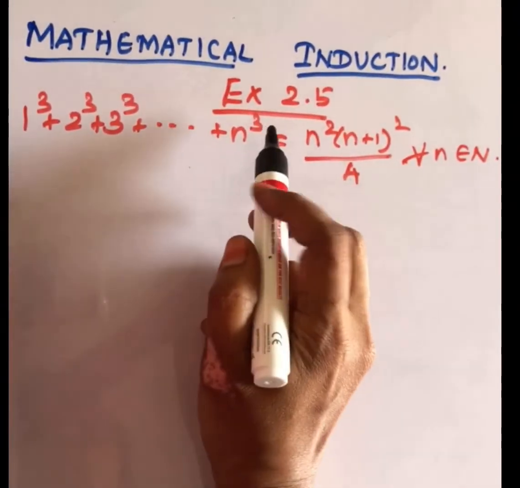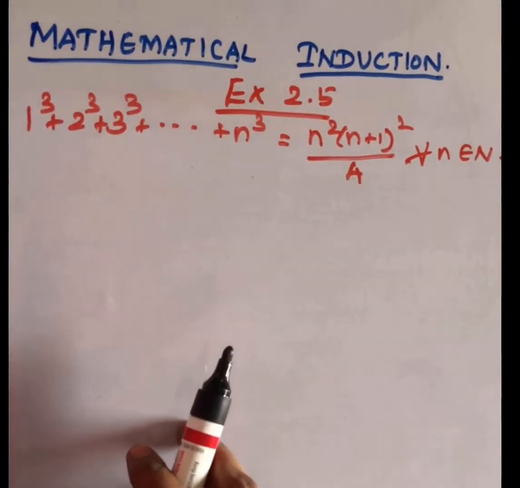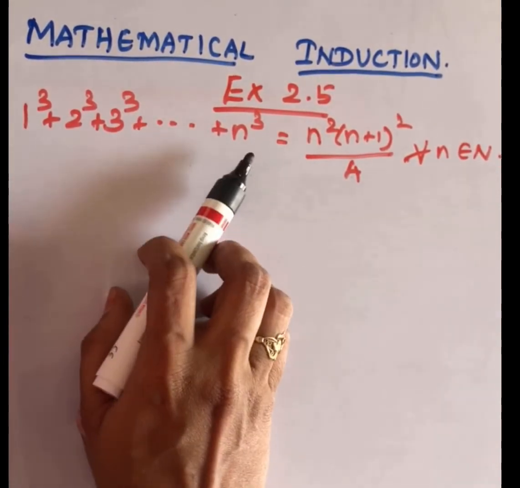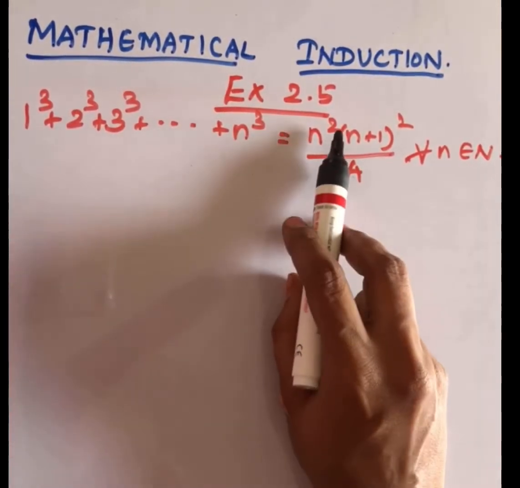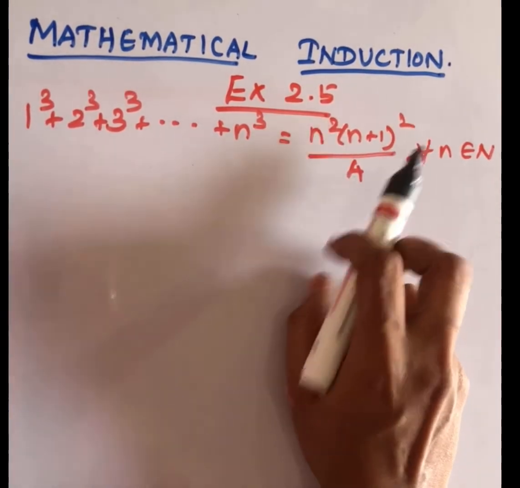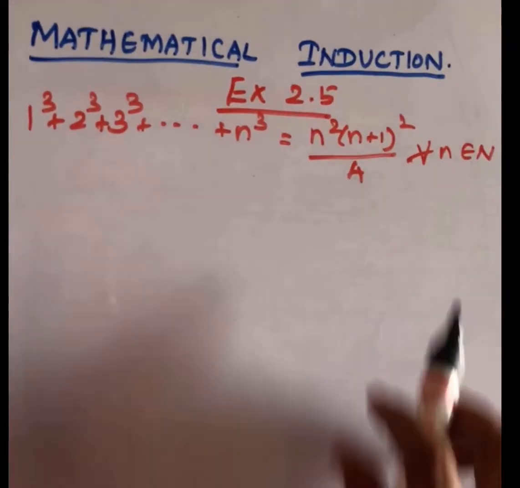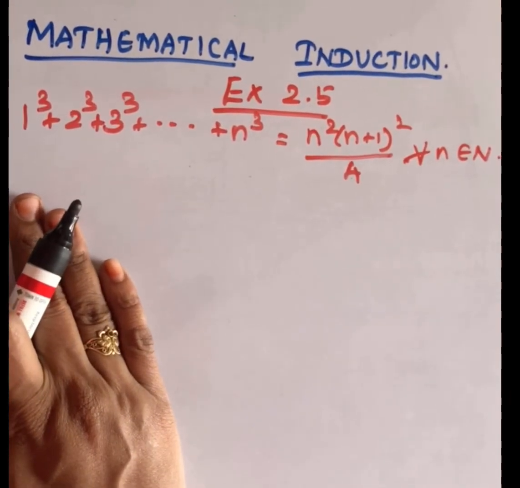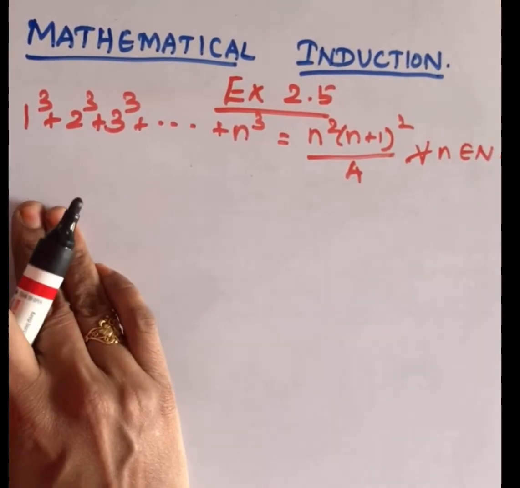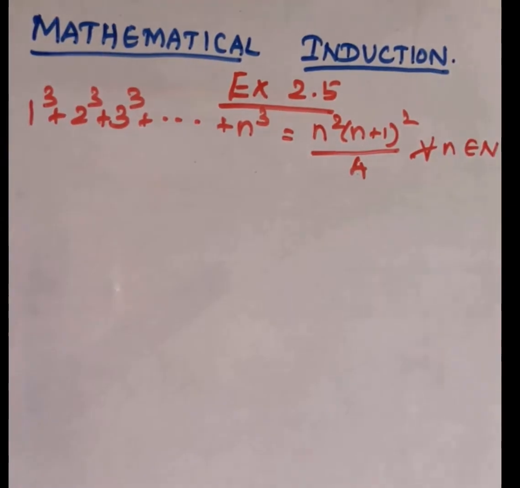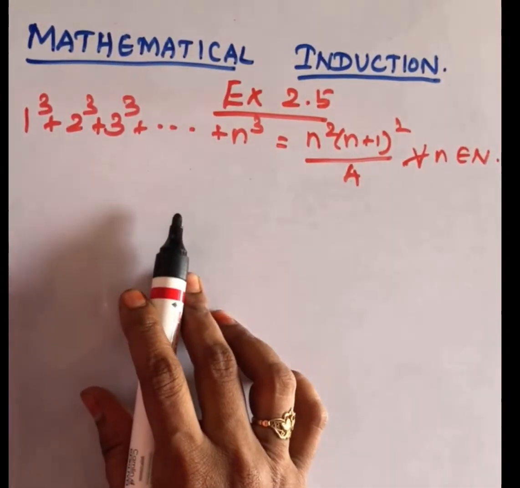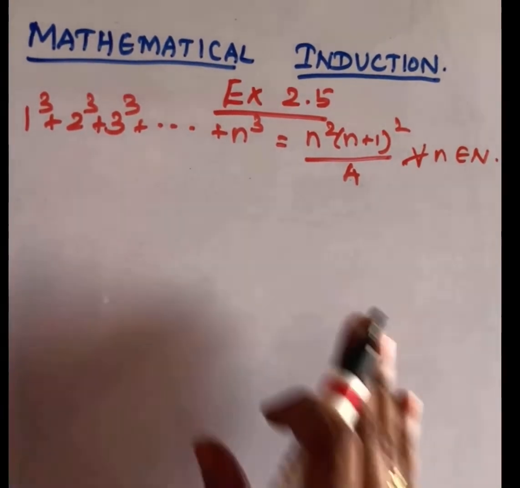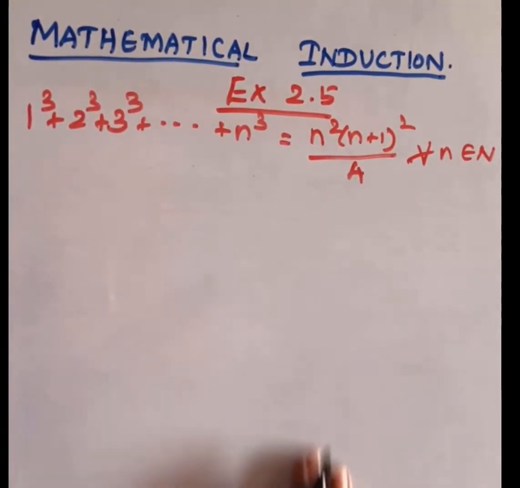In the first problem in exercise 2.5: 1 cube plus 2 cube plus 3 cube and so on up to n cube is equal to n square into n plus 1 the whole square divided by 4, for all n belongs to N. This is a very well known formula you have studied. Now we are going to prove this formula with the help of mathematical induction, following the steps involved in it.